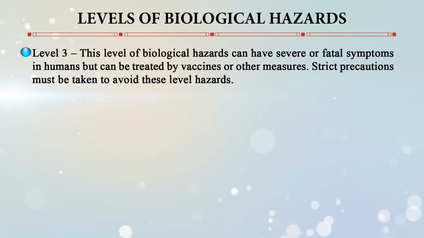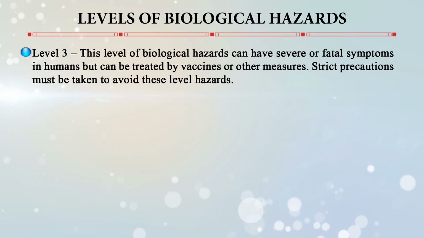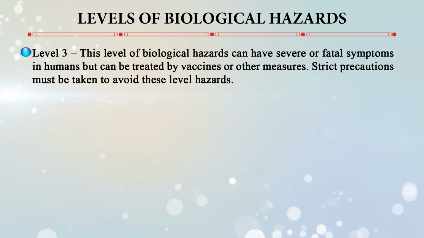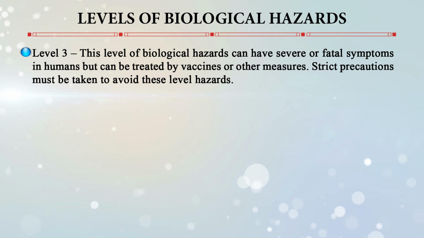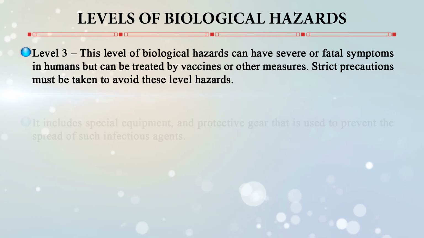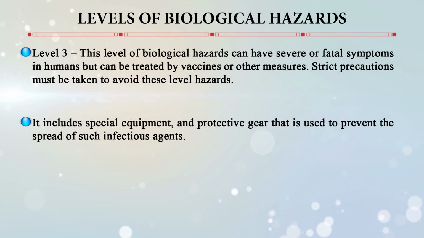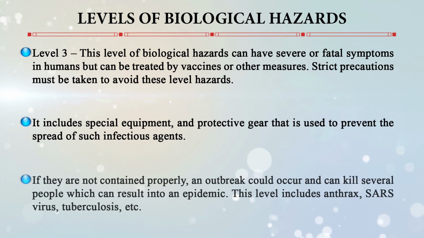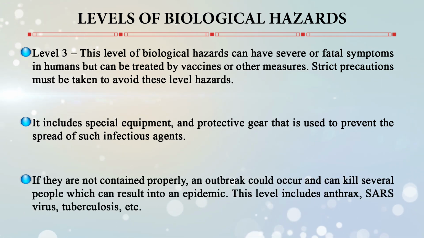Level 3. This is now a step further. This level of biological hazard can have severe or fatal symptoms in humans, but it can be treated by vaccines and certain other immunization measures. Strict precautions must be taken to avoid these hazards. It includes special equipment and protective gear that is used to prevent the spread of such infectious agents. If these are not contained properly, an outbreak can occur and they can kill several people, which can result in epidemics. The examples for this level include anthrax, the SARS virus, tuberculosis and so on.